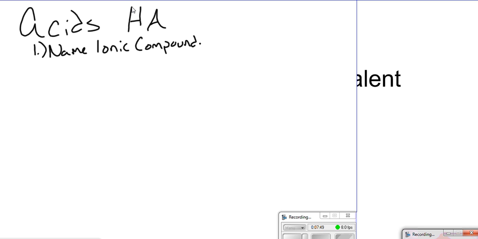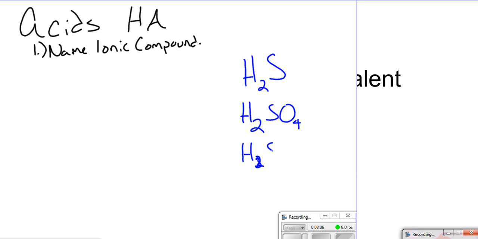So let me put up a list of a couple acids. I'll do the sulfur series because it's the popular one. Everybody likes the sulfur series. So here I have hydrogen bound to various sulfur compounds. The first one, if you were to name it, the name would be hydrogen sulfide.